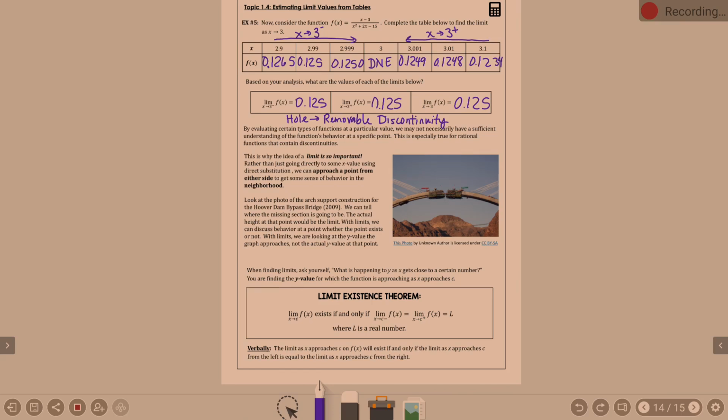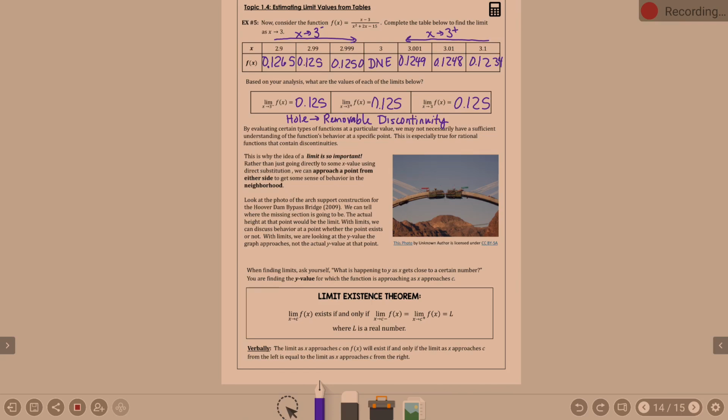Now, there's the arch support construction for the Hoover Dam bypass bridge. Those two pieces of the arch, they're following the same line, right? Even though that piece of the arch is missing, can we see where it's going to be? Okay, that's the idea of a limit. They're going to meet at that same point, okay? What else? With limits, we're looking at the y value the graph approaches, not the actual y value at the point. When finding limits, ask yourself, what is happening to y as x gets close to a certain number? Okay, you're finding the y value for which the function is approaching as x approaches c.